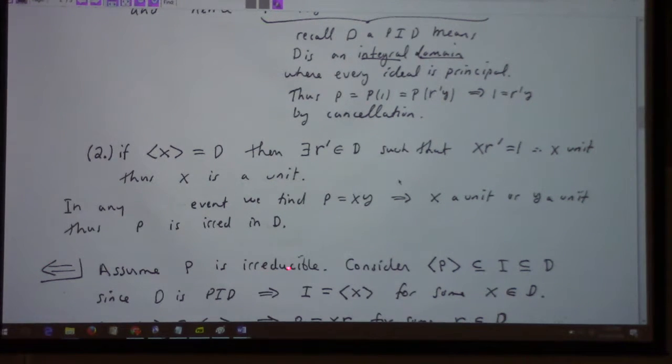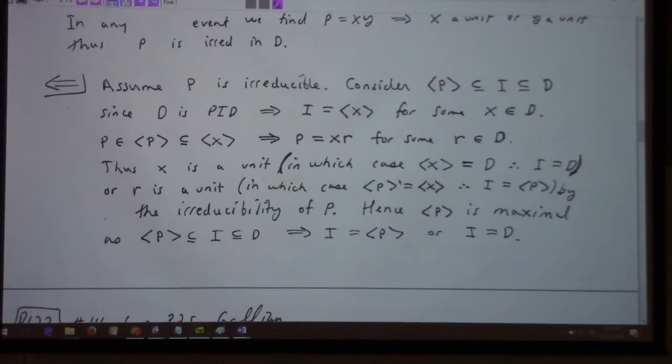Conversely, assume p is irreducible. If p is irreducible, consider an ideal between the ideal generated by p and D. Since D is a PID, that means I is equal to an ideal generated by x for some x. And if you look at those inclusions, what do they tell us?